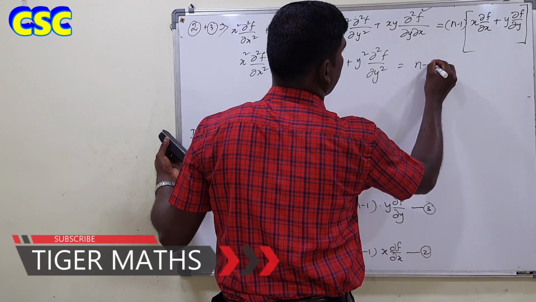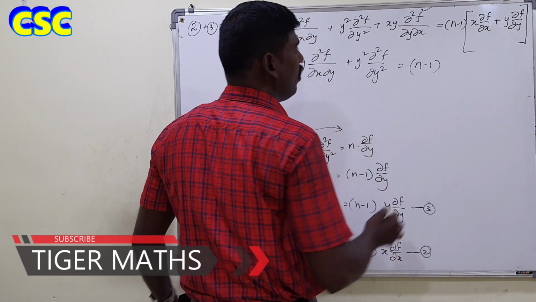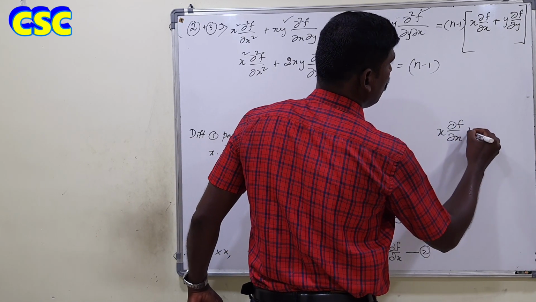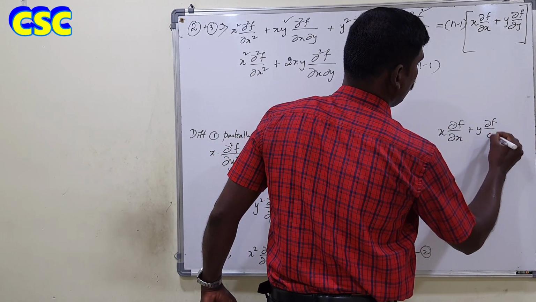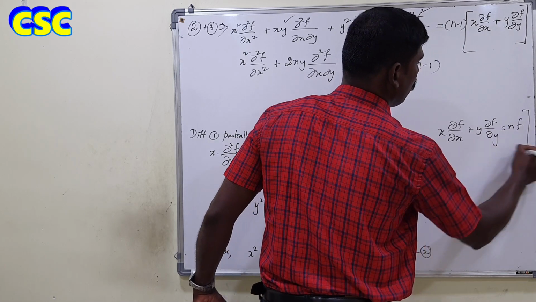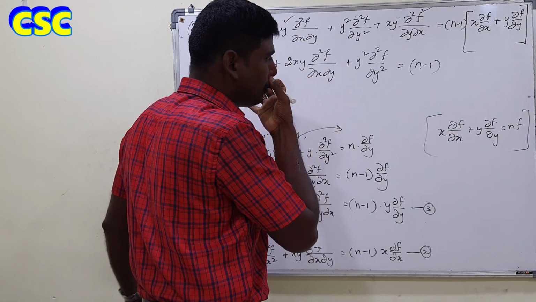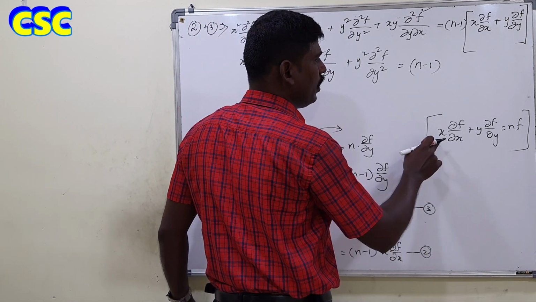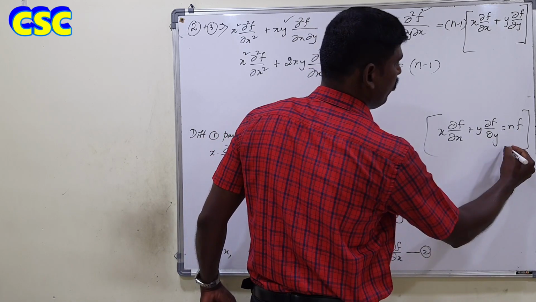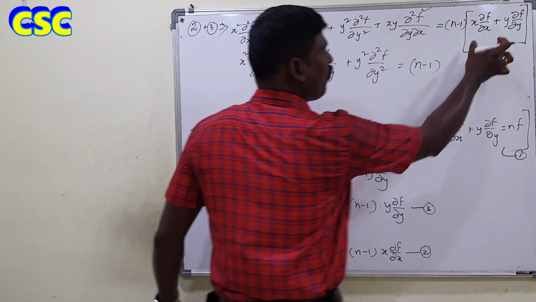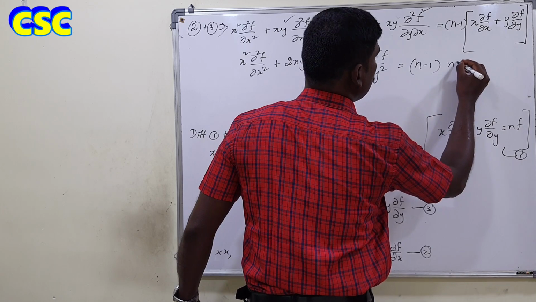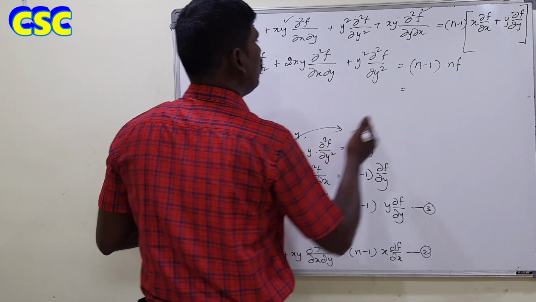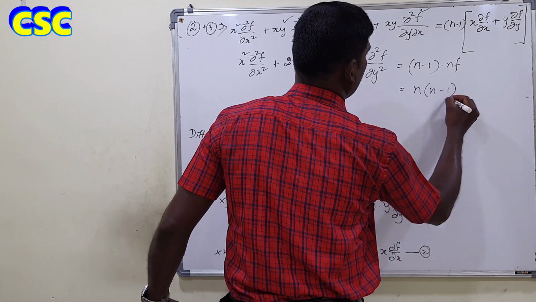what is on the right hand side? N minus 1 into the term inside the bracket, which we called equation 1: x into dou f by dou x plus y into dou f by dou y equal to n into f. By Euler's theorem, since f is a homogeneous function of degree n, x into dou f by dou x plus y into dou f by dou y equals nf. We call it equation number 1 in this problem. Therefore, this is the value of n into f. So this is the value of n into n minus 1 into f.